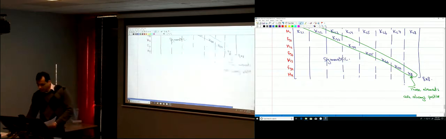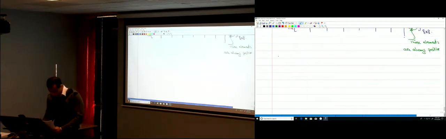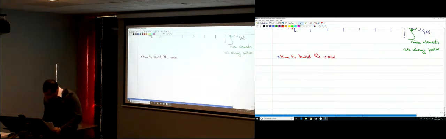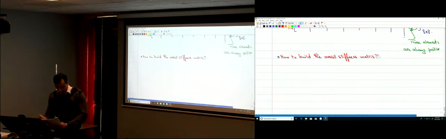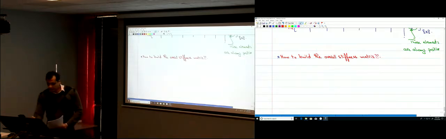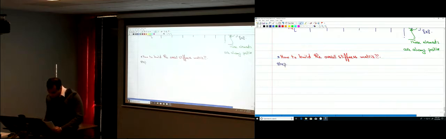So now our question is, this is the most important part now. How do we build the overall stiffness matrix? How to find those elements? Okay? So to do this, we're going to do it in steps. The first step, that's an easy one.